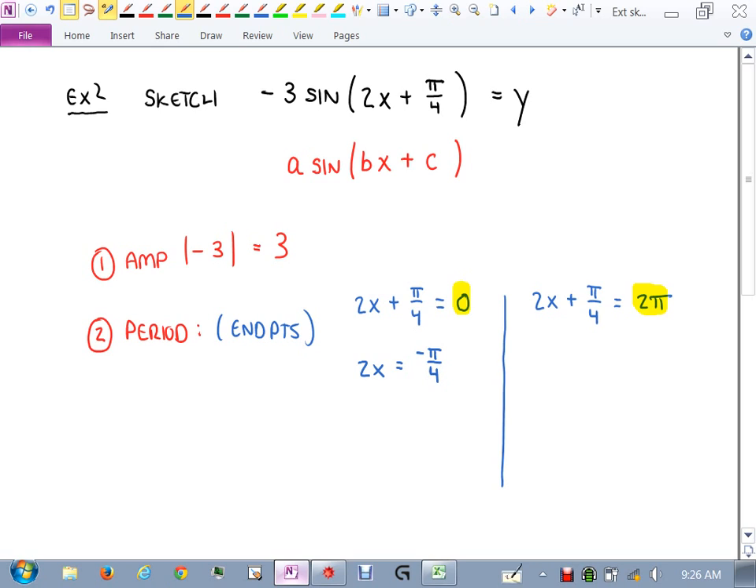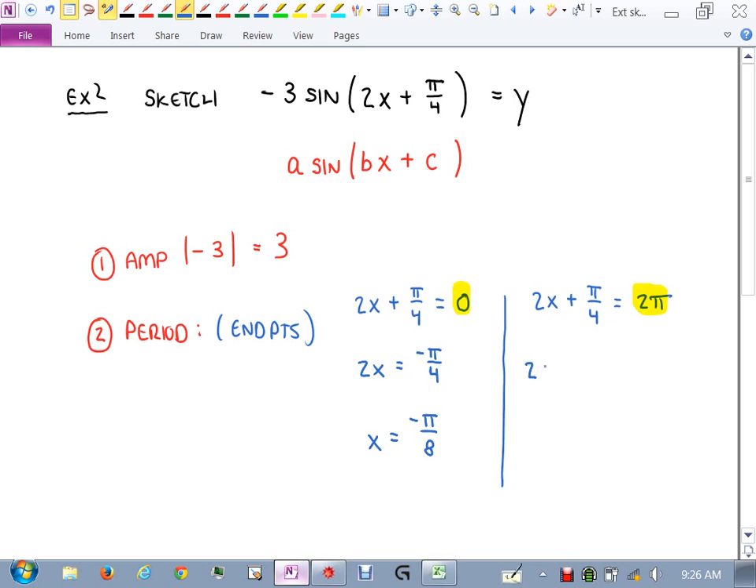Divide by 2, right? When we divide by 2, what's been happening anytime we've divided a fraction by 2? What's really happening? You're just doubling the denominator, aren't you? So this is going to become x equals negative pi over 8. Good. All right, so that's one of the endpoints of my sine curve. Now I have to do the other one.